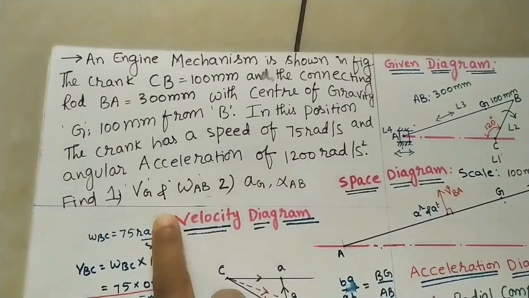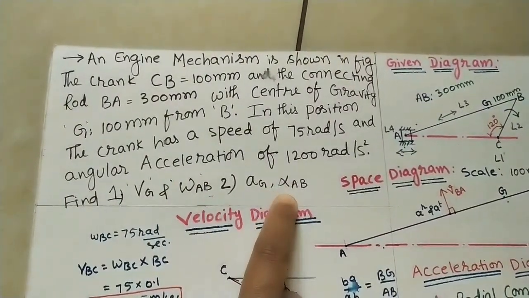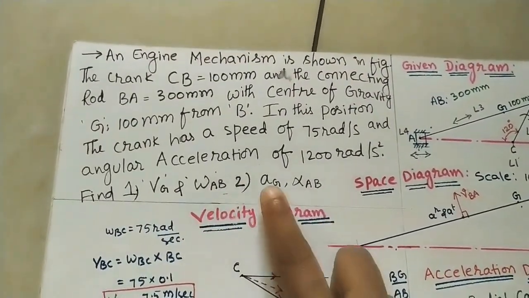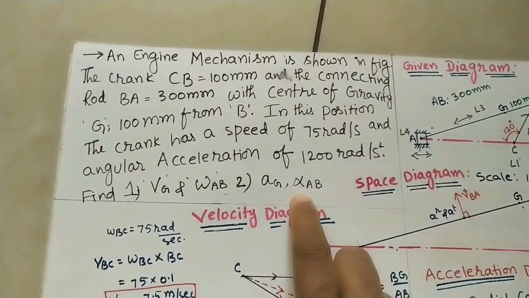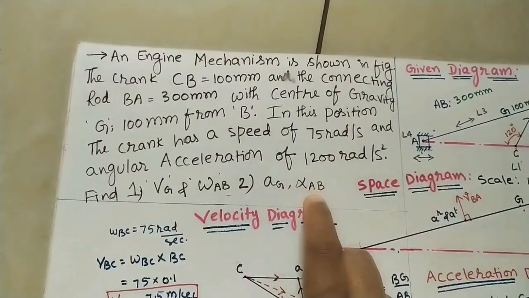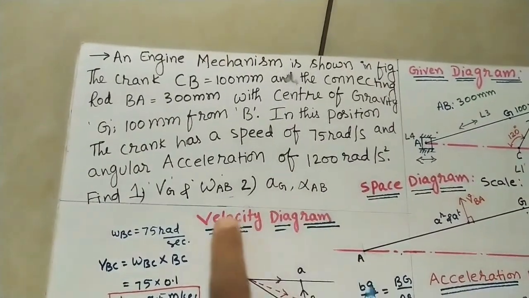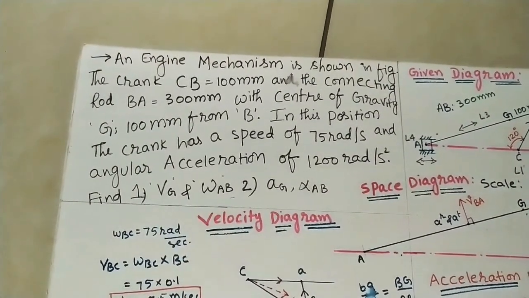So in this question we need to find the velocity values and acceleration values. In this class I will explain how to find these velocity values by using the velocity diagrams. And the next one is acceleration values we have to find. I will explain the acceleration diagrams in the video link. I will give it in the description box, please check it. So in today's class we will do these values.